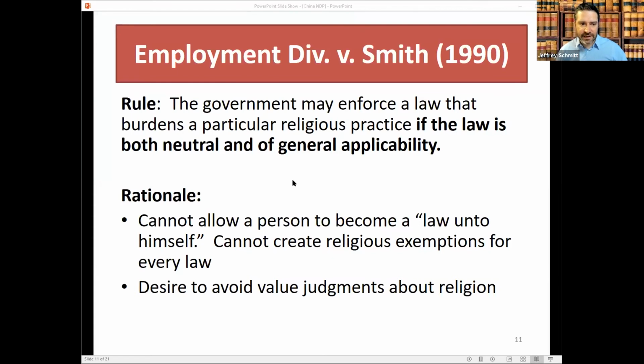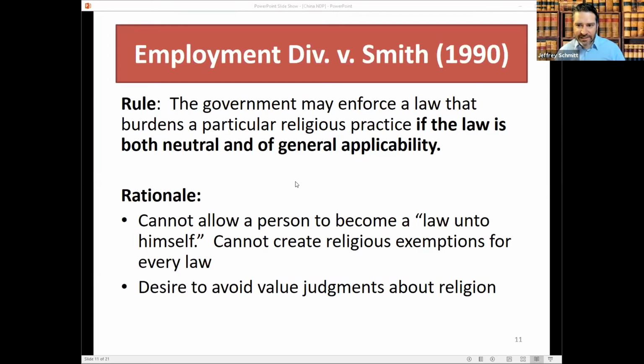Now, of course, the criticism of this rule that you get from a four-justice dissent, and I want you to know this, it's important, I think, to understand how the rule works. That means that the legislature can burden religious practices as long as it's not doing so intentionally to hurt those people.